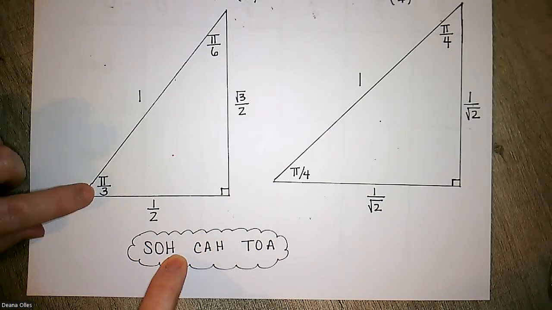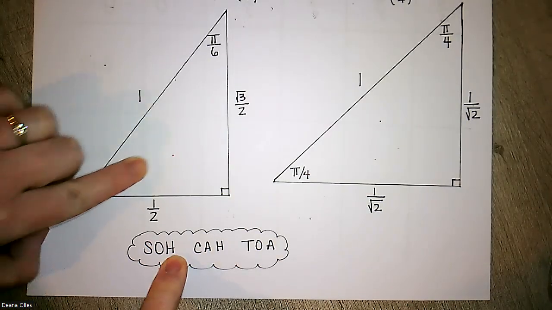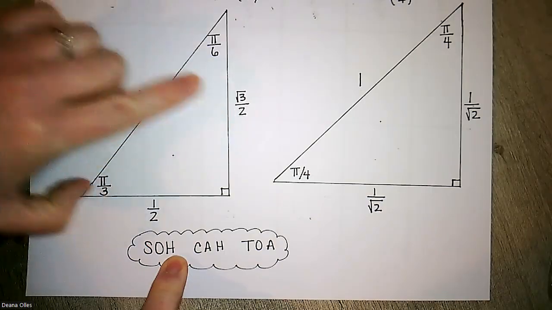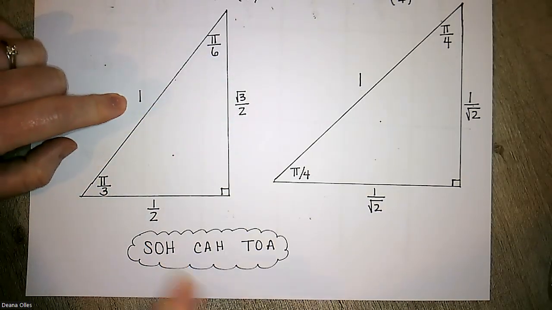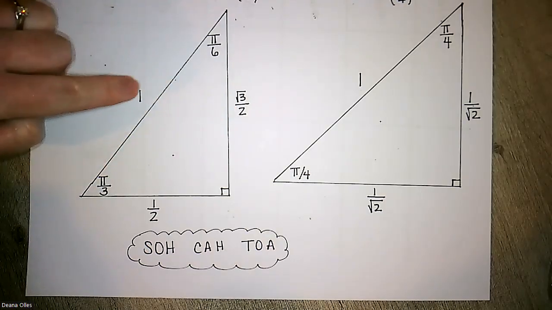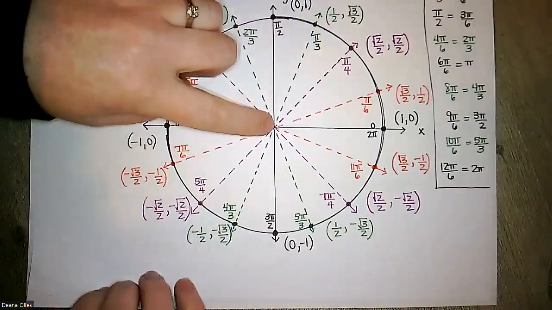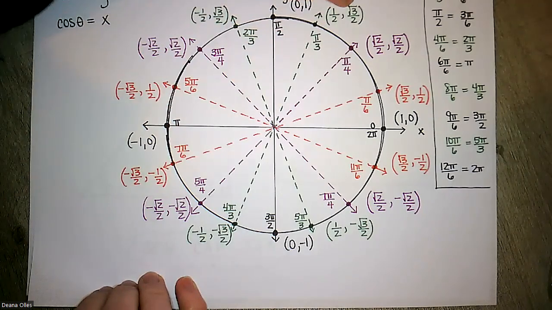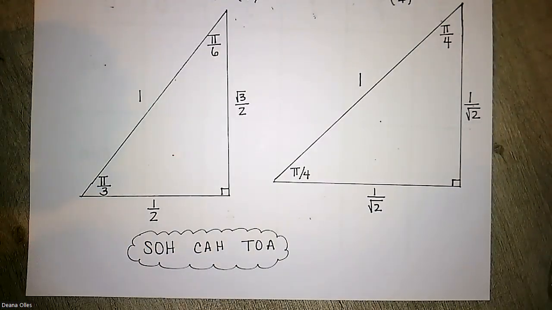Okay, so the sine of an angle like pi over 3 would be equal to the opposite side over the hypotenuse. All right, so that means the sine of pi over 3 is root 3 over 2 over 1. So that's just root 3 over 2. Well, let's see. Sine of pi over 3 would be the y value at pi over 3. Yeah, that sure is root 3 over 2. So it works out exactly the same.